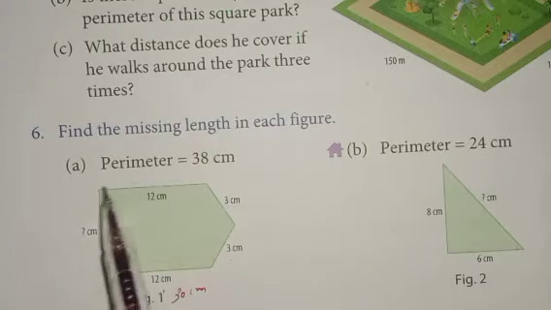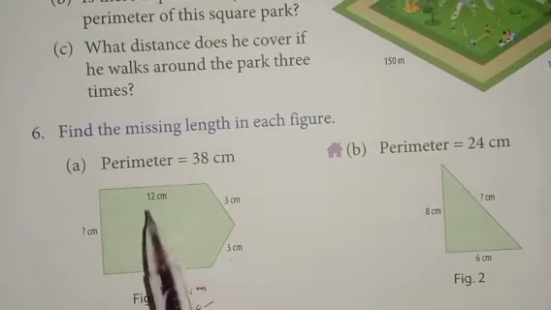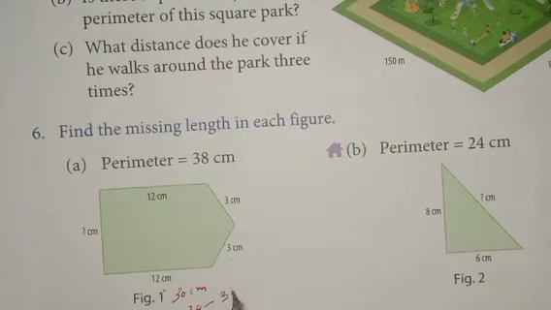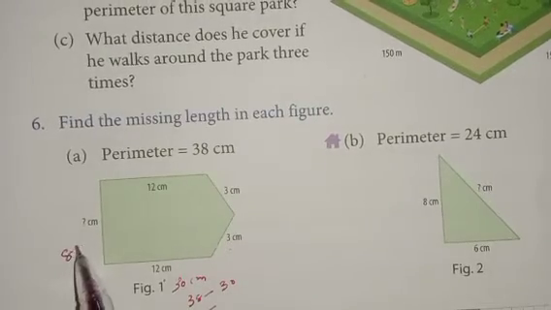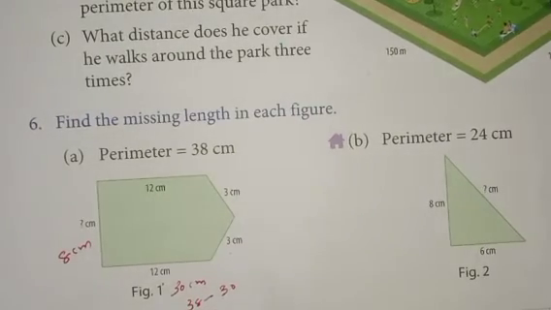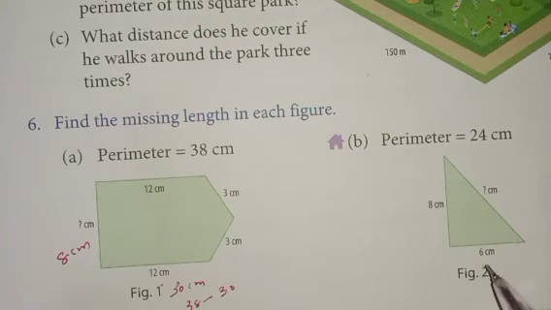So the full perimeter is 38 centimeters. You can subtract: 38 minus the total, that is 30. Then what is the answer? The answer is this side is 8 centimeter. Then we can do the same for the next question also. First you add these two numbers, then you subtract that number from 24.